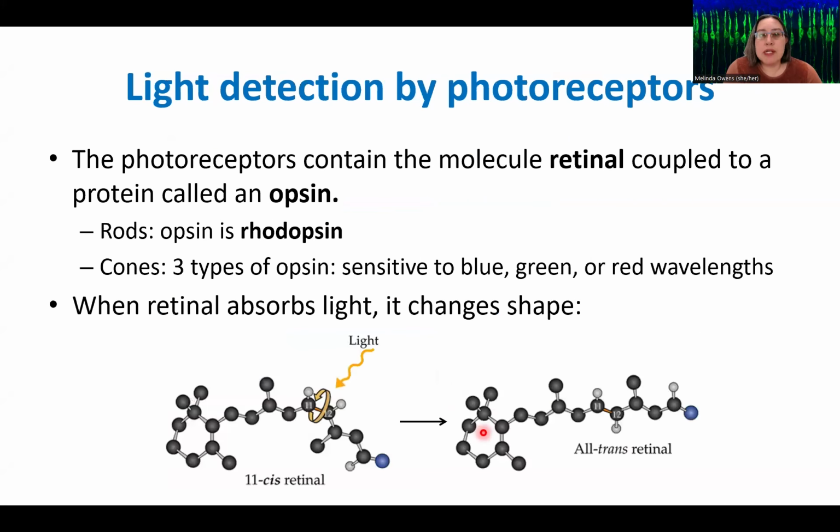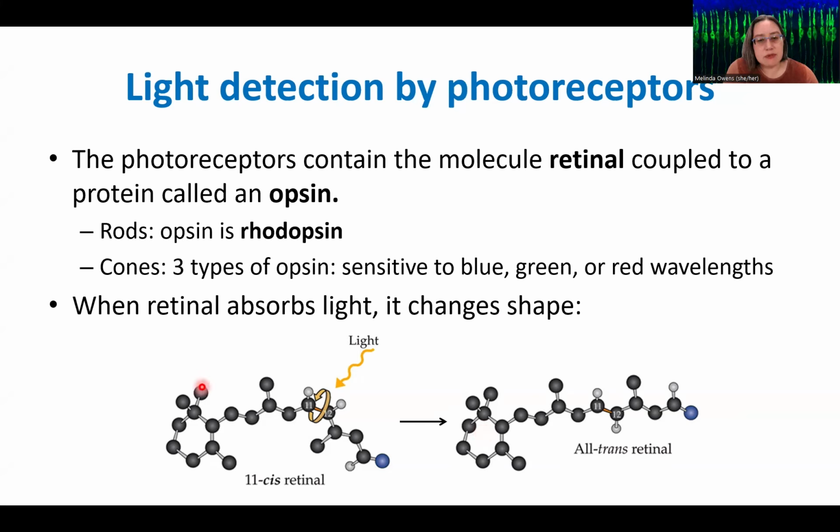Okay, now what happens when light comes in, when the photons are coming in? The photoreceptors contain a molecule called retinal that is coupled to a protein called an opsin. In rods, that opsin is called rhodopsin. In cones, there are three types of opsins. Remember, there were three types of cones. Each one has its own type of opsin, and they're sensitive to red, green, or blue wavelengths corresponding to the type of the cone.